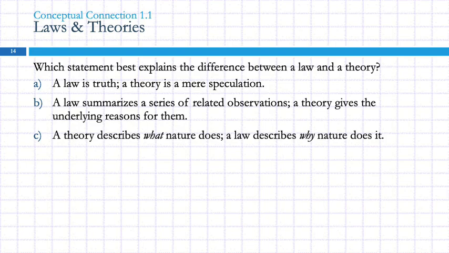Okay, so this will help us see if we understood some of that. Which of these statements best explains the difference between a law and a theory? A, a law is truth, a theory is mere speculation. B, a law summarizes a series of related observations, a theory gives the underlying reasons for them. Or C, a theory describes what nature does, a law describes why nature does it. Anybody want to take a chance?